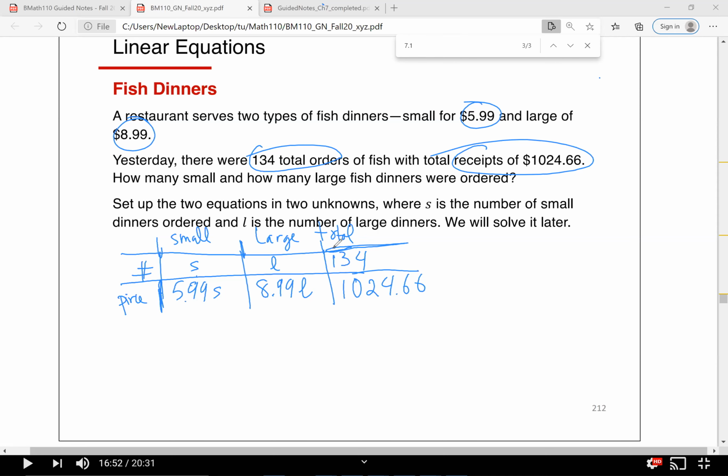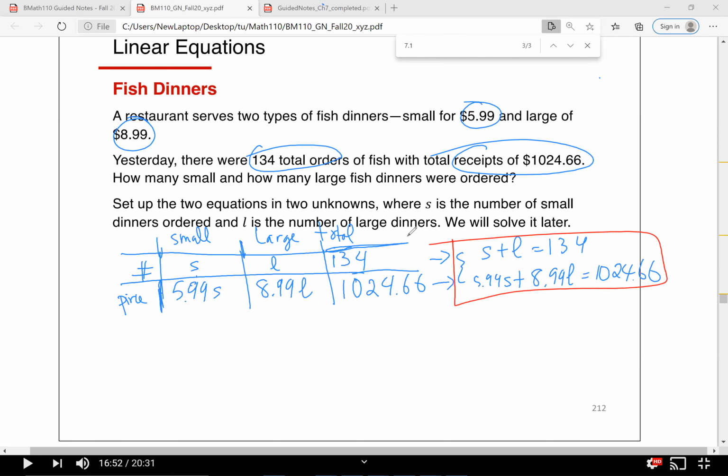So from the table, you can have two equations, which are S plus L equals 134, and the second one is 5.99 S plus 8.99 L equals 1024.66. So this will be the system of equations that you need to look for, and we don't have to solve it.